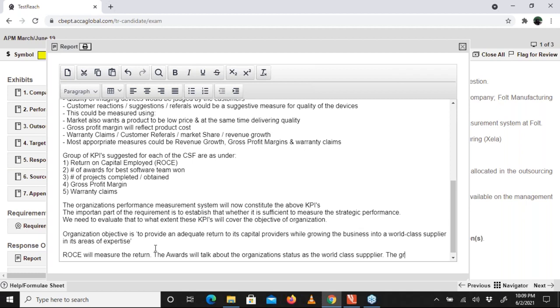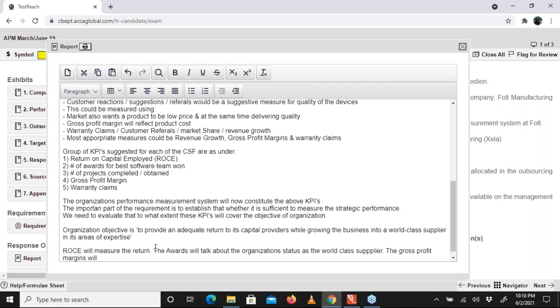The gross profit margins will add to the evaluation of world class supplier status, as this would mean that we are competing with the best even in terms of cost.